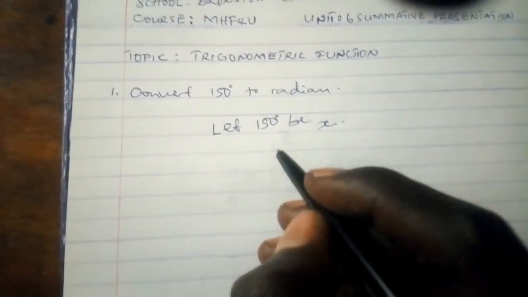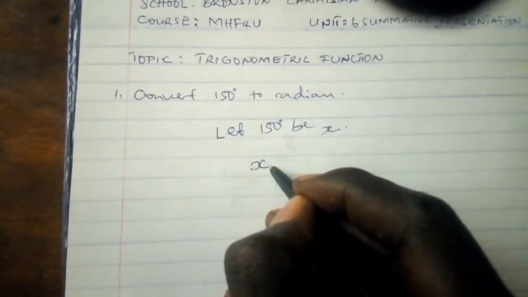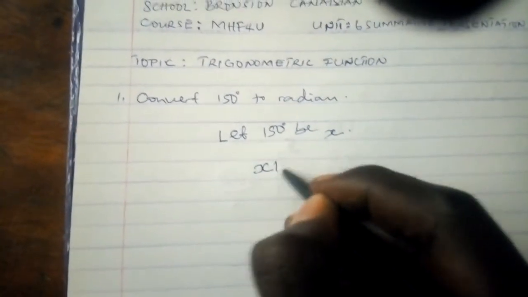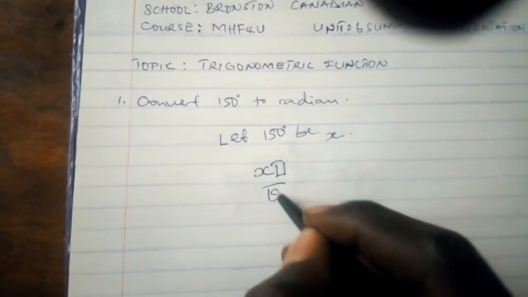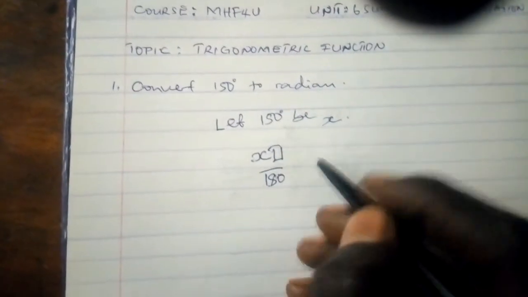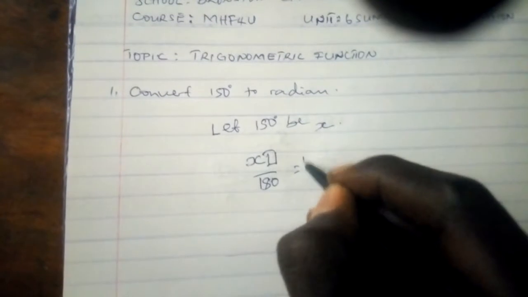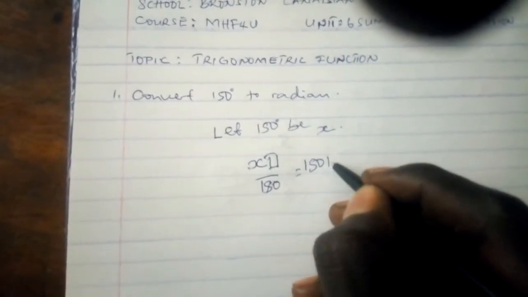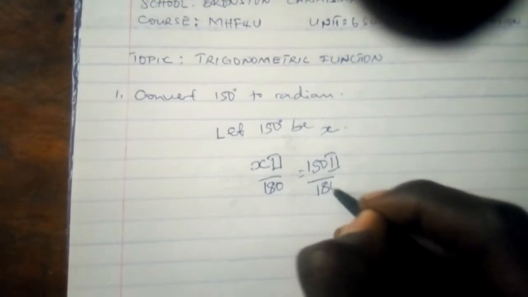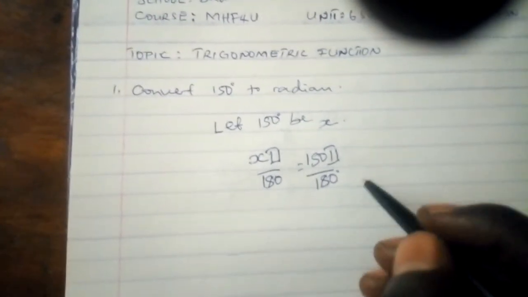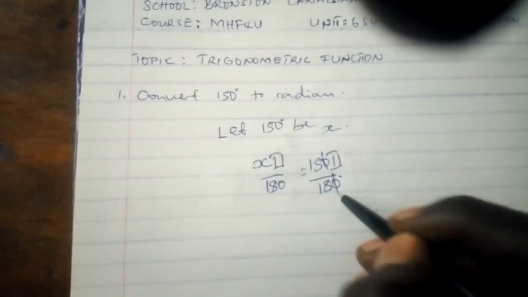And then afterwards, we now come in and say our formula, we use x pi over 180. Of course, we know that our x is 150, which is 150 pi over 180 degrees. We cancel the zeros because they are the same up and down to make it easier for us.